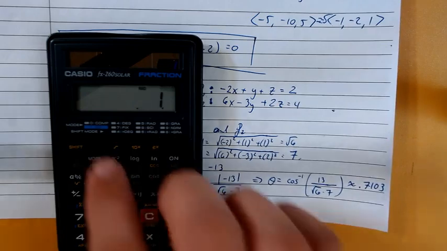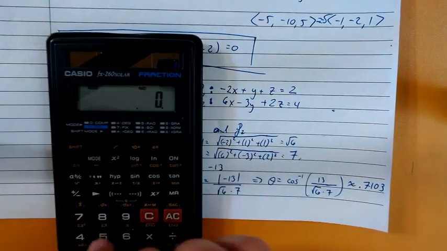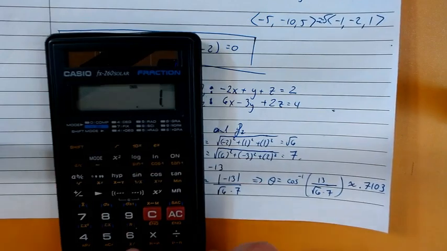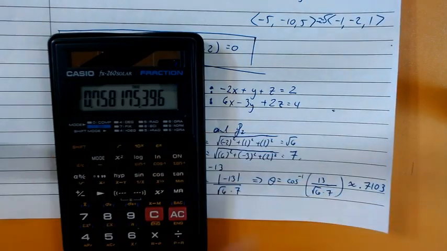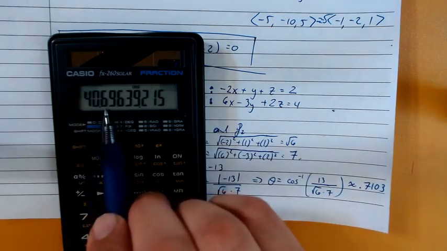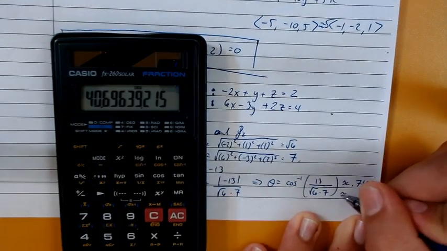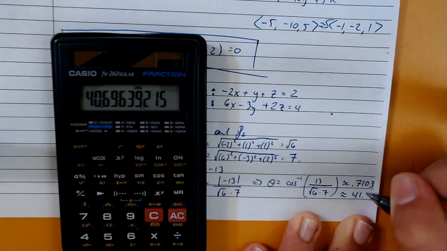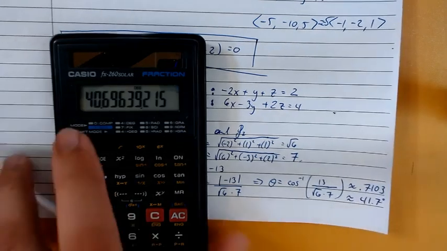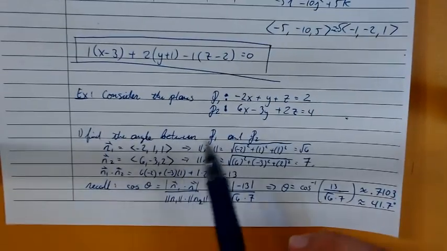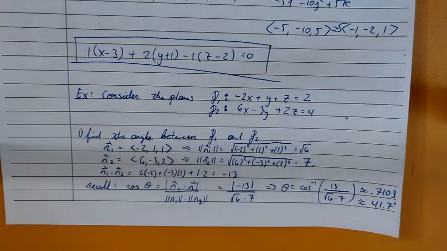And if we want to do this in degrees, let's see, degrees, there we go. The square root of 6 times 7. We're dividing that into 13. And then we're taking the arc cosine, and that's about 41.7 degrees. Okay. So either way, we have the angle between our two planes, which again is simply given by the angle between their normal vectors.